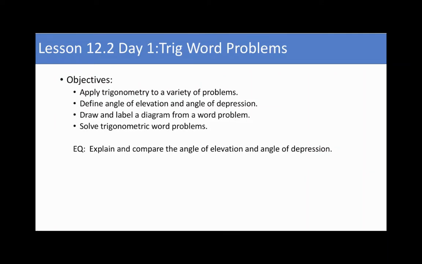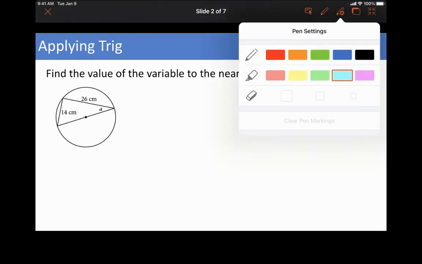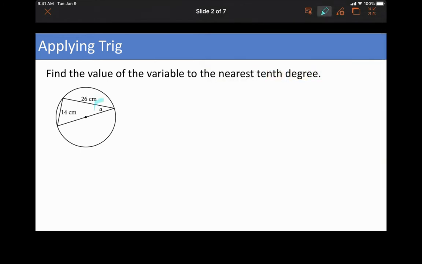Hello. This lesson is about applying trigonometry to a variety of problems, including word problems. So when we're looking at a problem, it will not necessarily explicitly say, hey, use some trigonometry to solve it. You just have to know that that is a possibility. So when we're looking at this, you can see that it's asking to find the variable, which is an angle. What else do you notice? What do you see about this problem?